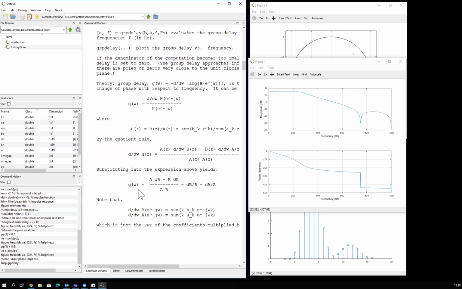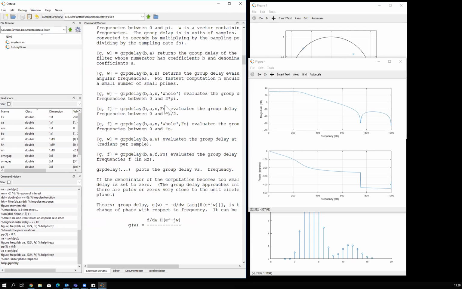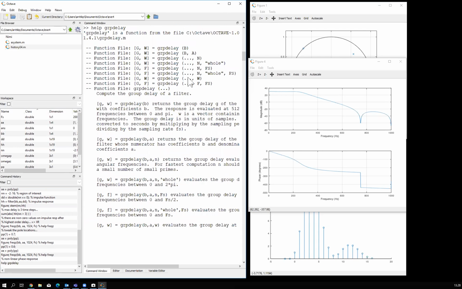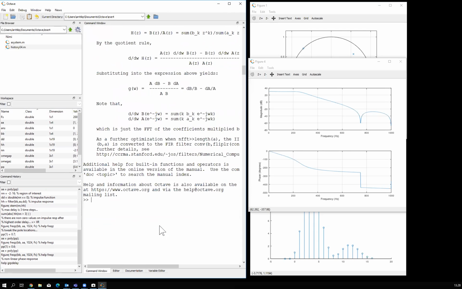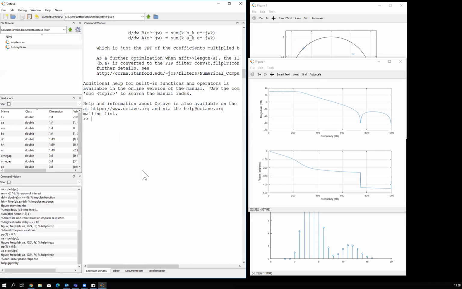Group delay, how to use it. Okay, yeah, the same way as on Flex C. So new figure, group delay, BB, AA, how many data points, observation points, and sampling rate.